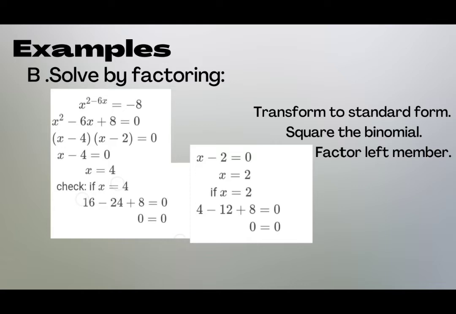Next, factor the left member. x minus 2 is equal to 0. So just inverse negative 2 to the right, so it will become x is equal to 2. We just check if x is equal to 2. It will become 4 minus 12 plus 8 is equal to 0. So we check, it is correct.